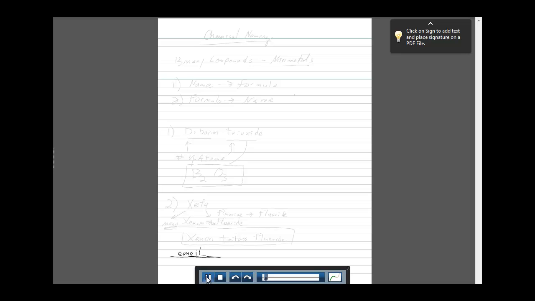In this lesson we're going to discuss chemical naming, and there's several kinds of chemical naming to talk about, but in this particular lesson we're going to talk about binary compounds that involve nonmetals. And there are two ways that we can deal with these kinds of naming problems.